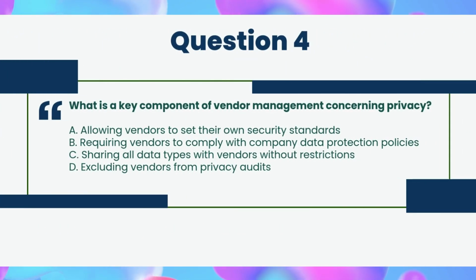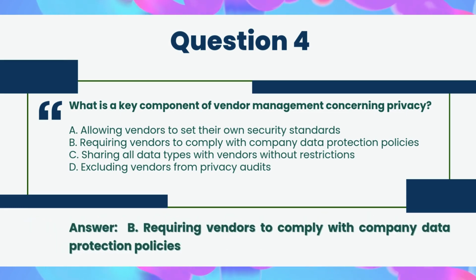Question 4. What is a key component of vendor management concerning privacy? A. Allowing vendors to set their own security standards. B. Requiring vendors to comply with company data protection policies. C. Sharing all data types with vendors without restrictions. D. Excluding vendors from privacy audits. The answer is B. Requiring vendors to comply with company data protection policies. Effective vendor management involves ensuring that vendors adhere to the organization's data protection policies and practices.